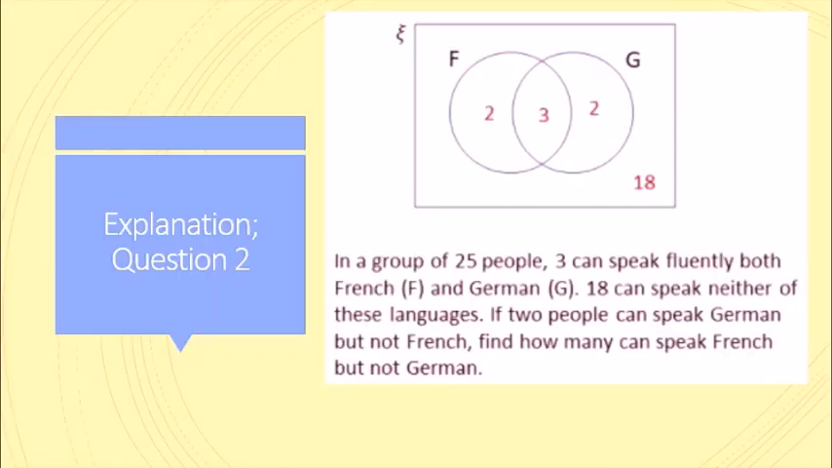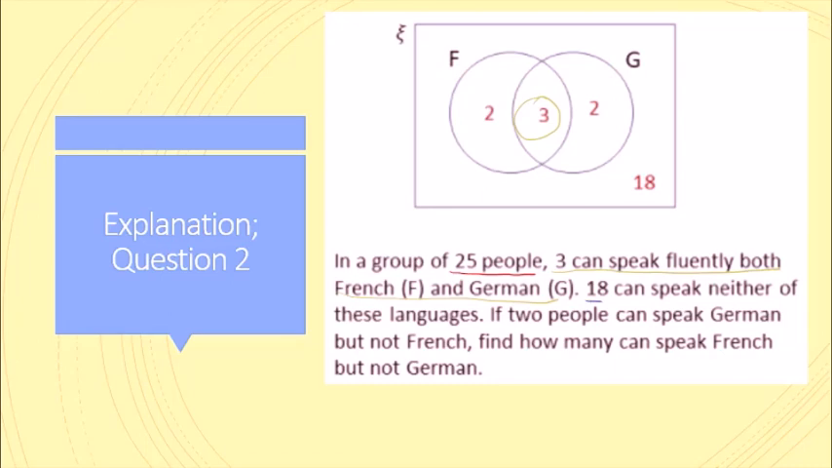Okay, so looking at the key information, there were 25 people in total, so that means the total of all the numbers has to add up to 25. That'll be a little check that we use a bit later on. So 3 people can speak both languages, French and German. That's why that 3 is in the middle there.